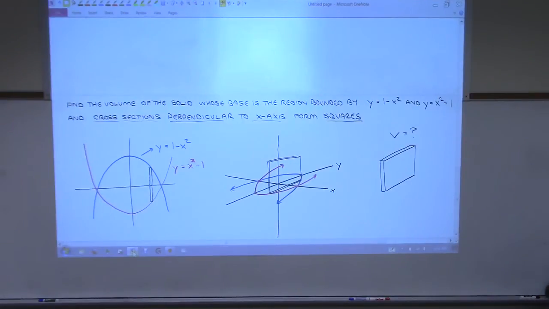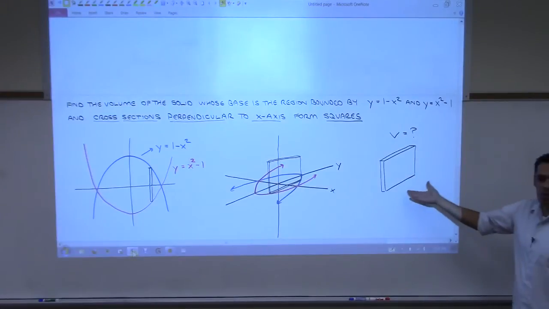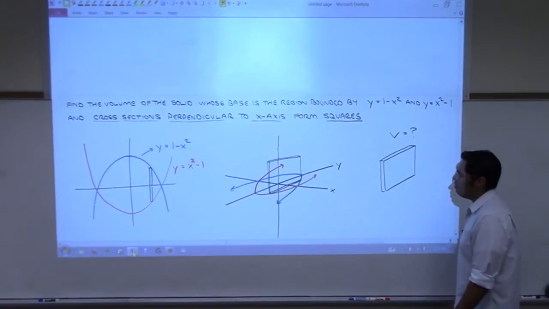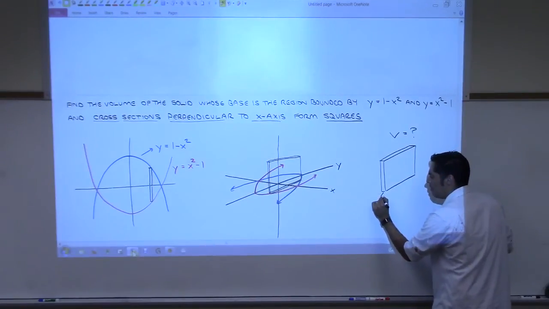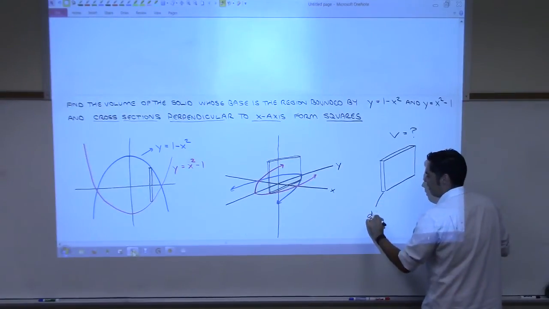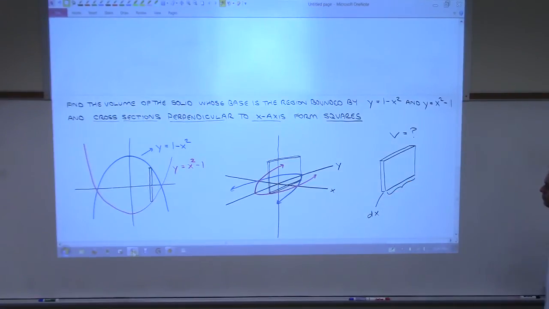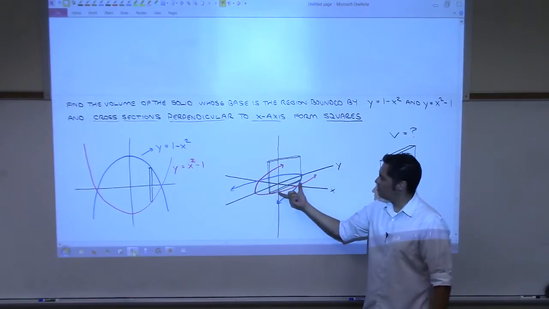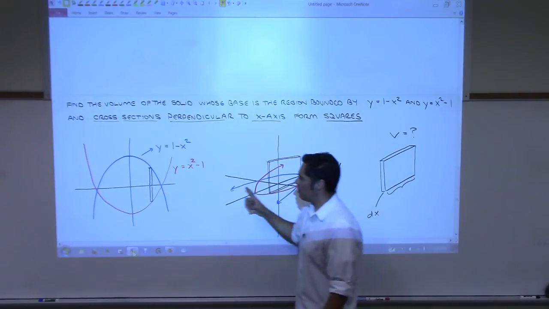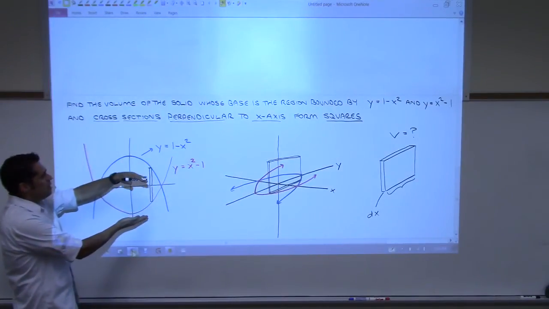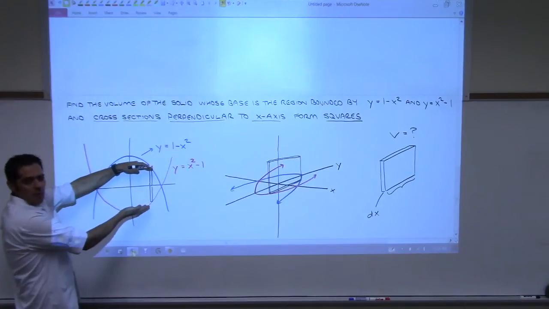Yeah? So, what is the volume? Well, length times width times height. So we know how wide this thing is. How wide is that? Dx, okay. And do we know this length? Yeah, it's the distance between these two functions, which if you come back over here, was the top one minus the bottom one. So this should be the blue one minus the red one, right?